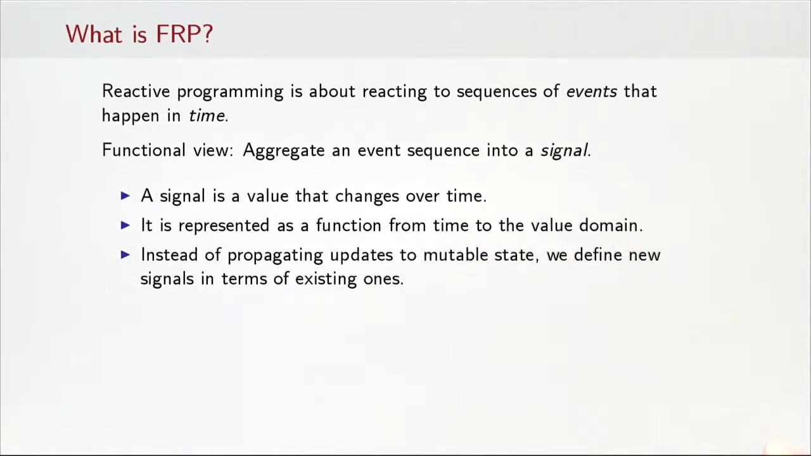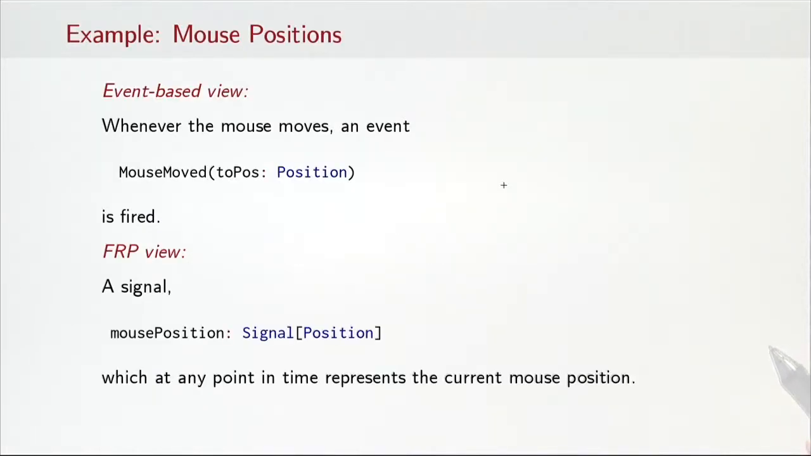to the value domain. That means that instead of propagating updates to immutable state one by one, we define new signals in terms of existing ones. In a single operation, we can define a new signal in terms of signals that we have already defined. So let's make this concrete with an example.